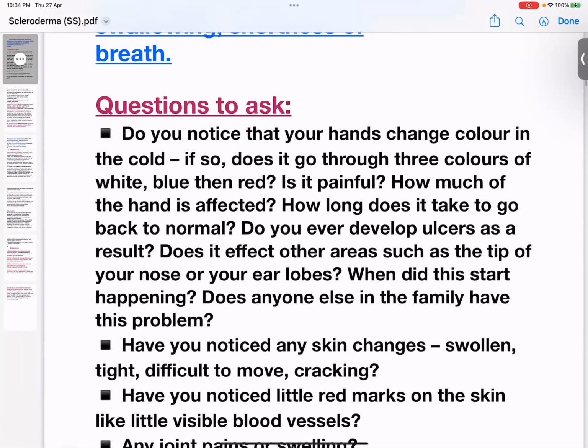For all rheumatological cases, imagine the patient in front of you and start with the hair, the eyes, the mouth, the GIT, the chest, the skin, the joints, the kidney, the heart, and the urinary system, and the joints and the skin. Skin is very important.